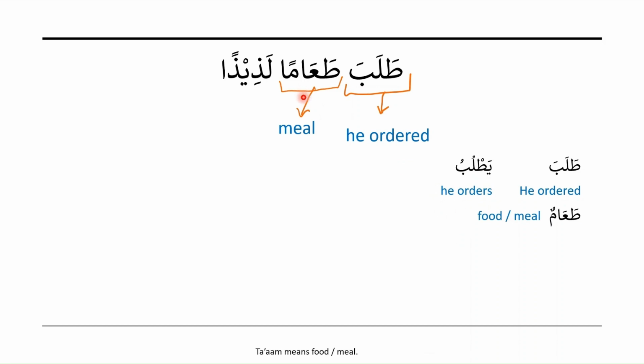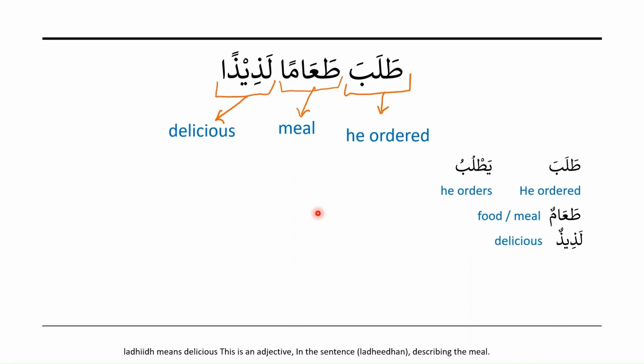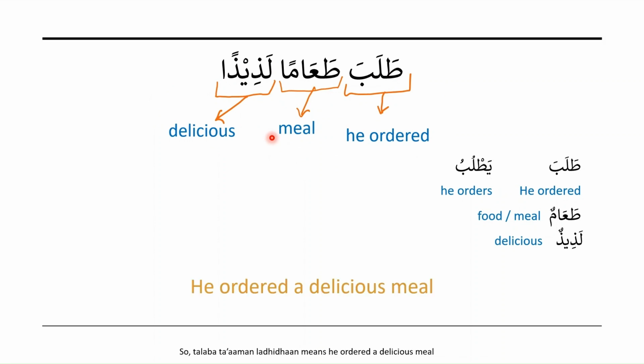طعام means food or meal. طعام, food or meal. لذيذ means delicious. This is an adjective. In the sentence لذيذا, describing a meal. So, طلب طعاما لذيذا means he ordered a delicious meal.